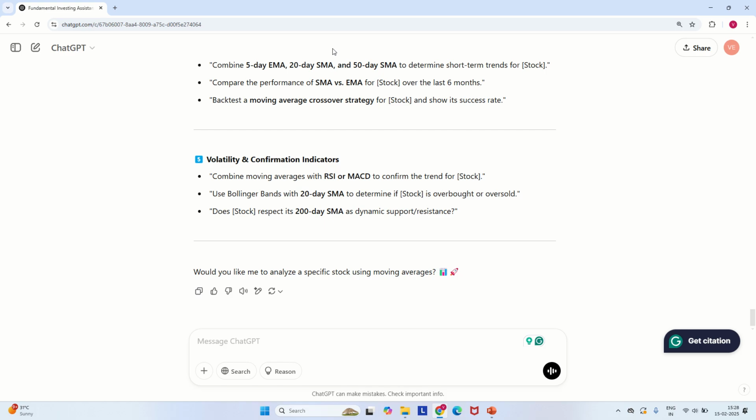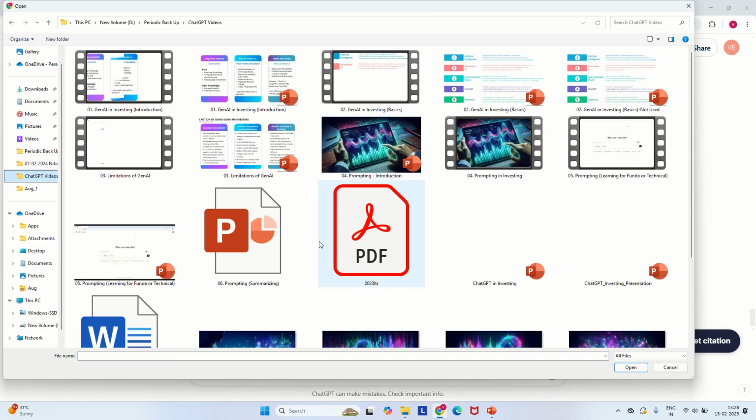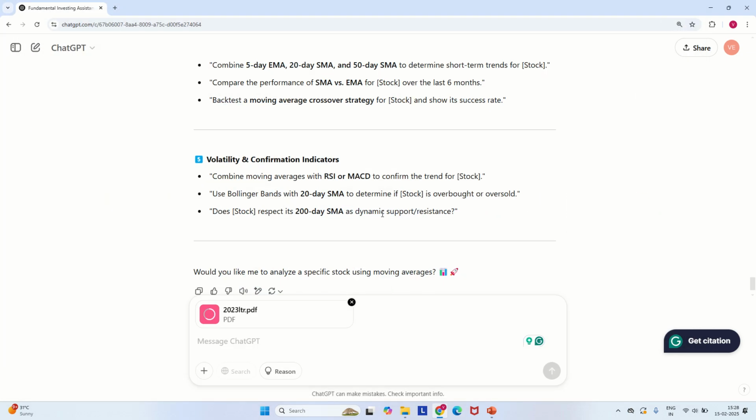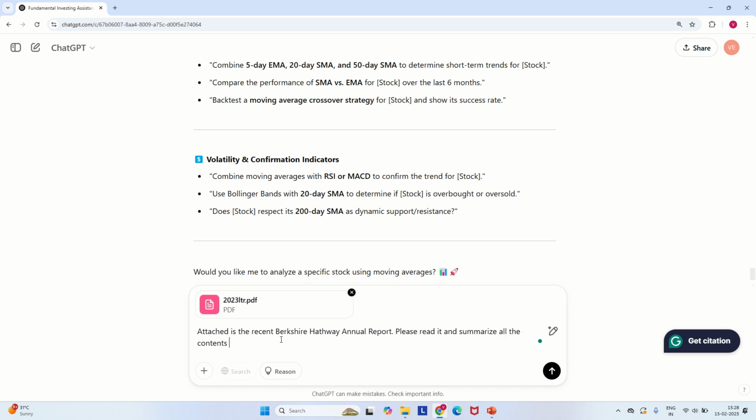So in this example, I'm going to show that powerful feature. Let me take this recent Berkshire annual report. This is the 2023 annual report. So in the prompt I mentioned, attached is the recent Berkshire Hathaway annual report. Please read it and summarize all the contents.